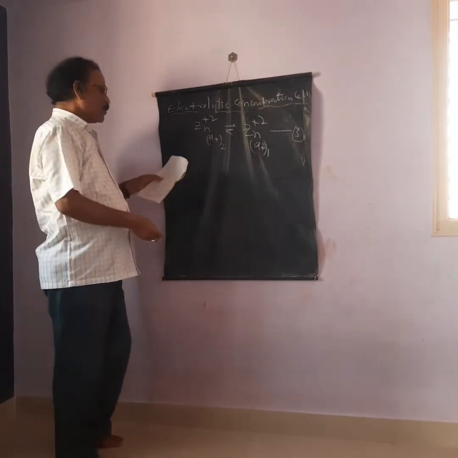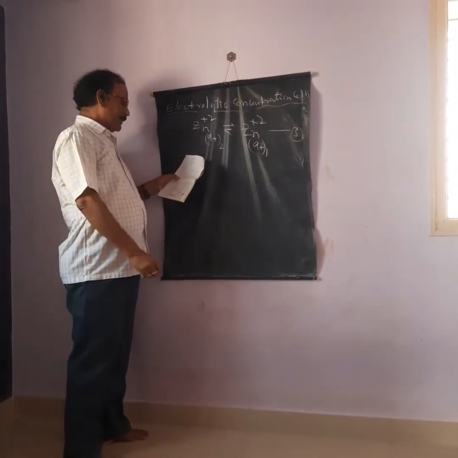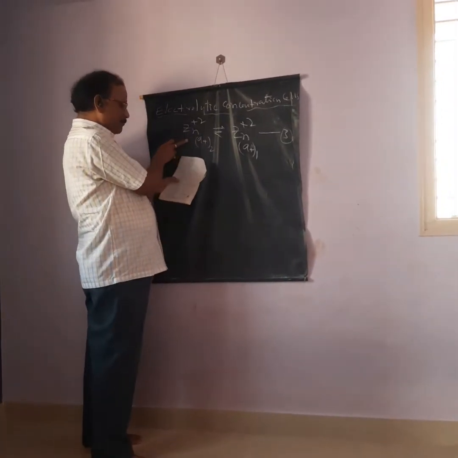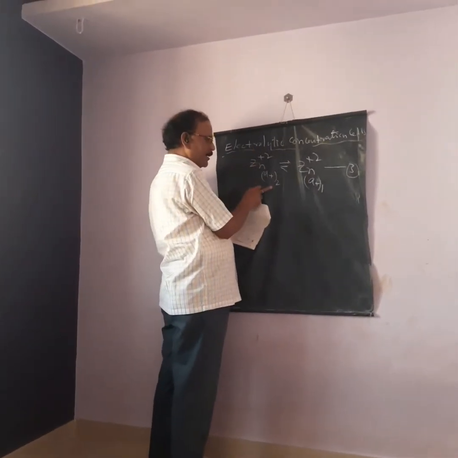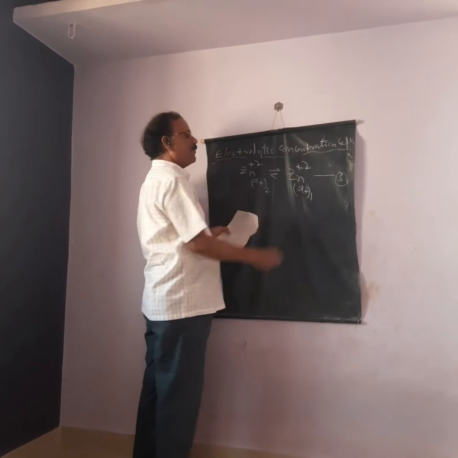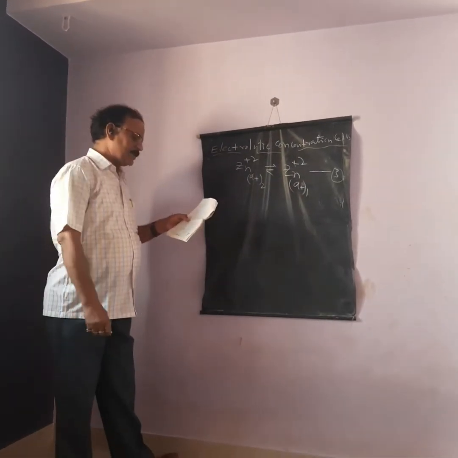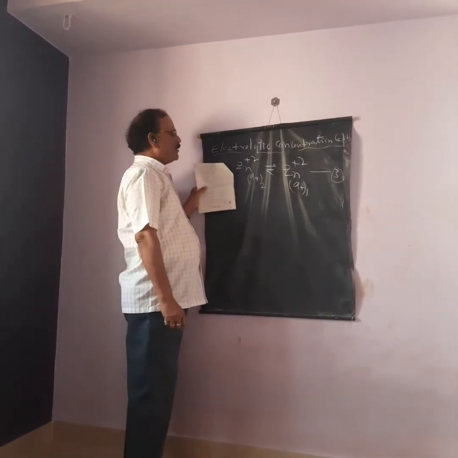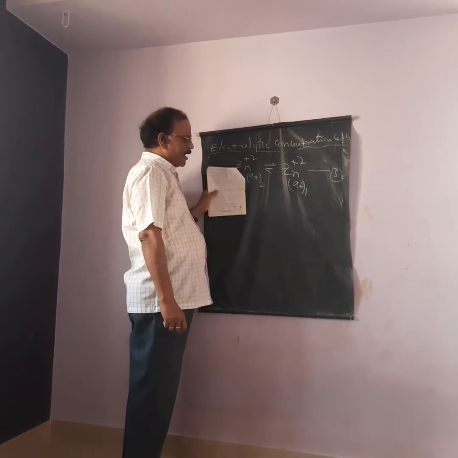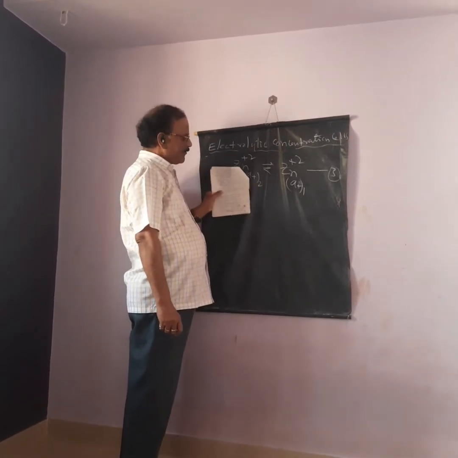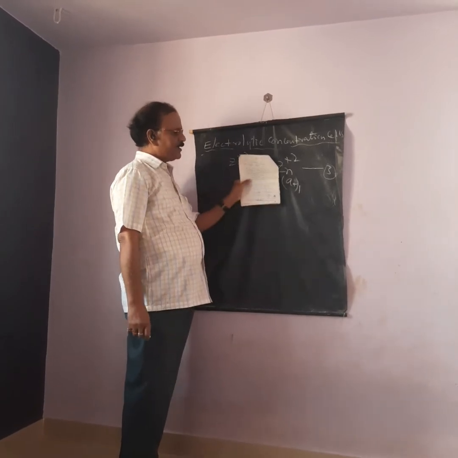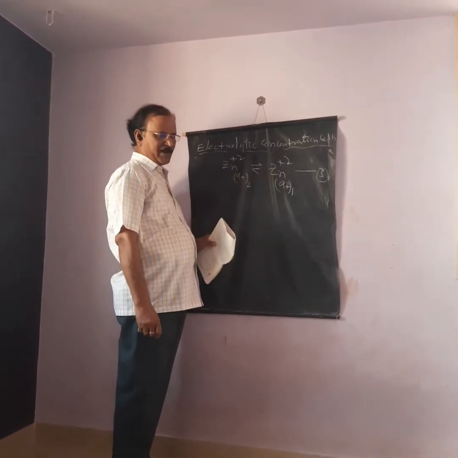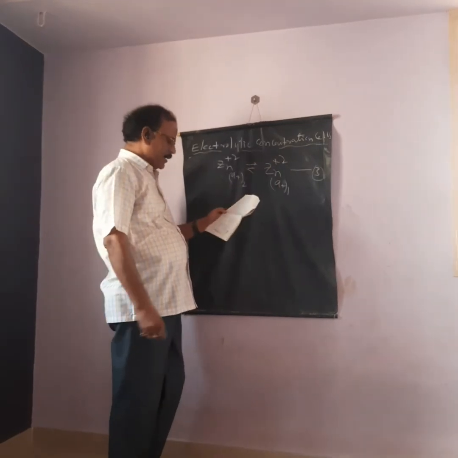So the net process involves the transfer of 1 mole of Zn2+ ions from a solution whose activity is A2+ to a solution whose activity is A1+. That is, the transfer of 1 gram equivalent weight of zinc ion from a solution of activity A2+ to a solution of zinc activity A1+. This is the meaning of this equation.